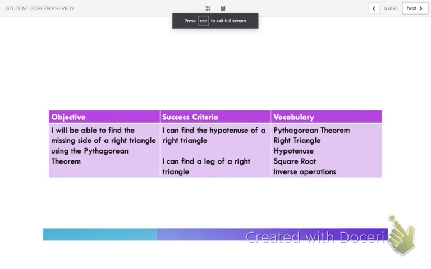Our objective for today is: I will be able to find the missing side of a right triangle using the Pythagorean theorem. Our success criteria is: I can find the hypotenuse of a right triangle, and I can find a leg of a right triangle. The vocabulary terms that we're going to be talking about today are Pythagorean theorem, right triangle, hypotenuse, square root, and inverse operations. Let's go ahead and get started.